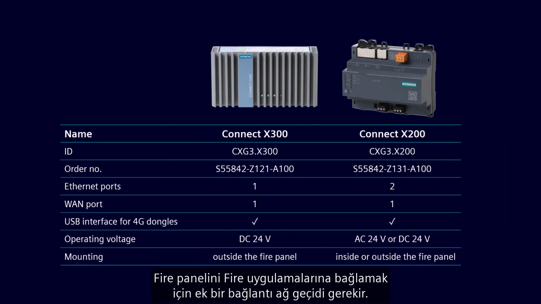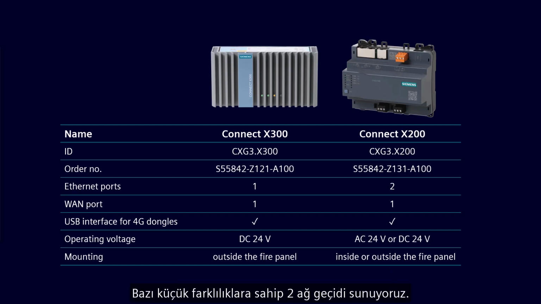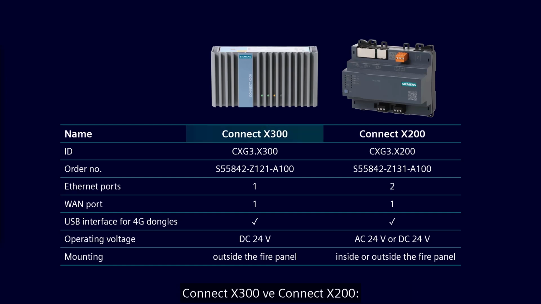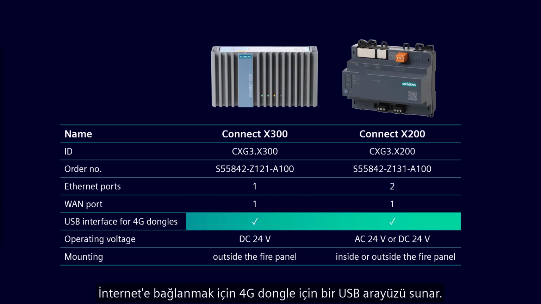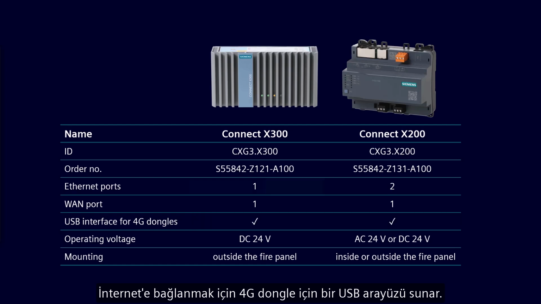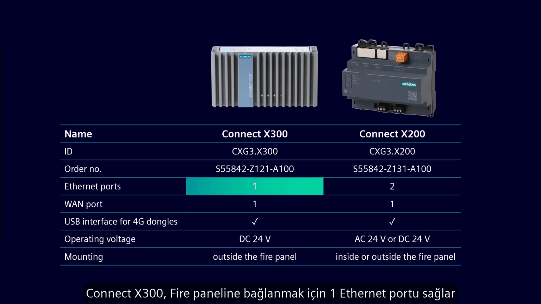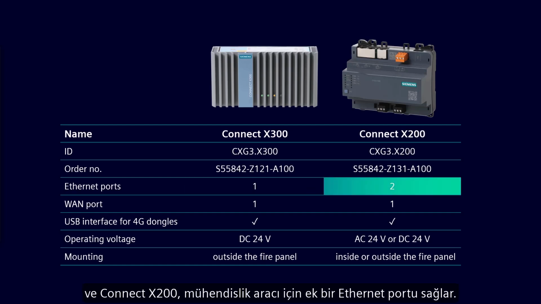Connecting the Fire panel to Fire apps requires an additional connection gateway. We offer two gateways with some slight differences: the Connect X300 and the Connect X200. Both offer one WAN Ethernet port and a USB interface for a 4G dongle to connect to the Internet. The Connect X300 provides one Ethernet port to connect to the Fire panel, and the Connect X200 provides an additional Ethernet port for the engineering tool.